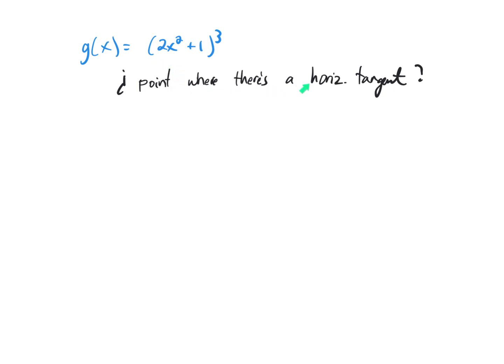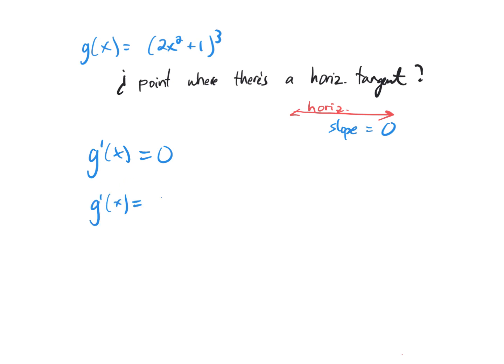Where is there a horizontal tangent line? Well, horizontal lines have a zero slope. Since g prime is the slope of the curve, we'll set it equal to 0 and solve for x. Then we'll know where there's a horizontal tangent. So what is g prime of x?